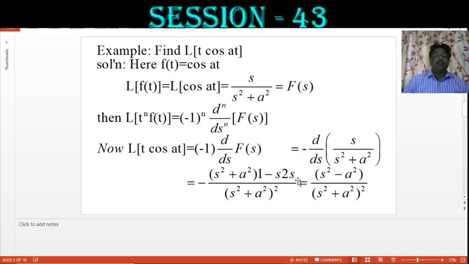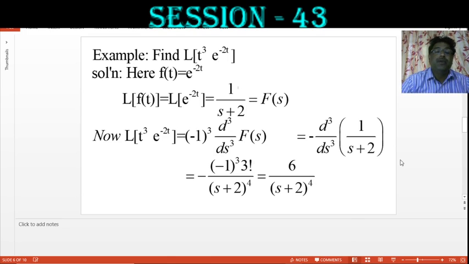You know L of t to the power n f of t is equal to what? Minus 1 raised to n d to the power n divided by ds to the power n of f of s. Now, in the present example, the power of t is 1, that's why n is equal to 1. Therefore, L of t cos at is equal to minus 1 d by ds of f of s, that is minus d by ds of s divided by s square plus a square. Keep that minus as it is, and differentiate that using the u by v method. Simplify that one, and we get s square minus a square divided by s square plus a square, the whole square. One more example.